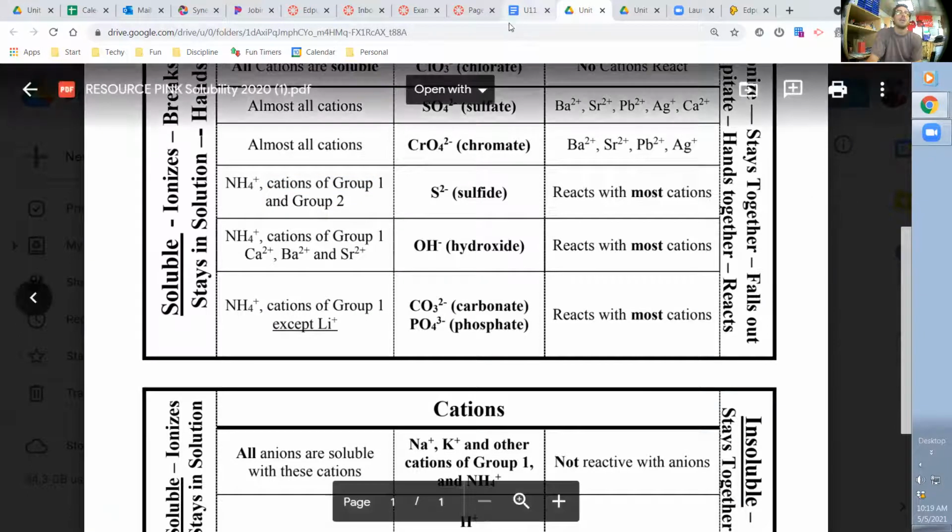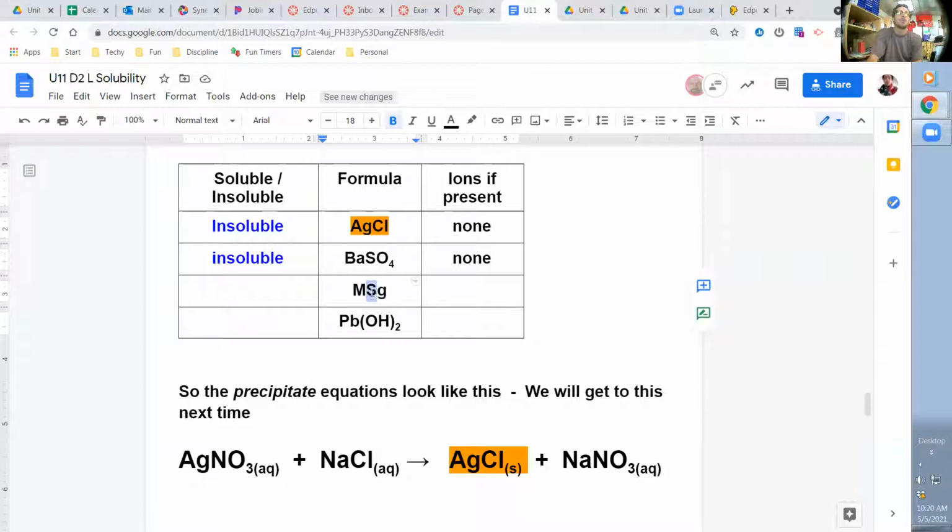So let's find out. Is magnesium part of group 1 and group 2? Yes, it is. If you take a look at column 2 on the periodic table, you'll notice that magnesium is part of that column. So this is soluble. And are the ions present? Yes, they are. And the way that you have to write the ions looks like this.